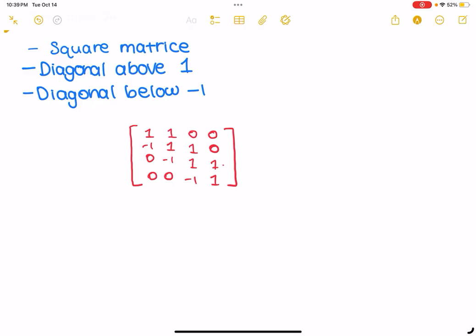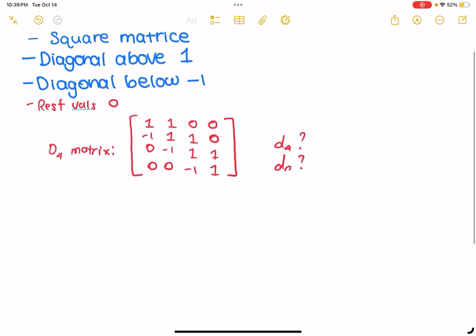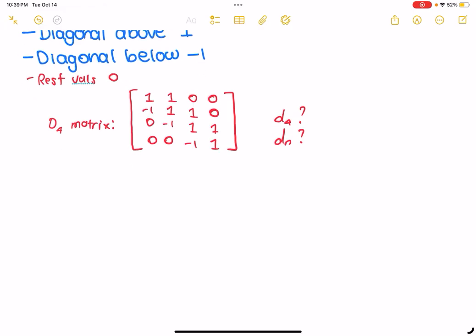This is a matrix of this type. Now I'm going to call this matrix a D matrix, a D4 matrix, and the rest of the values are 0. This is a D4 matrix that follows these rules. So now the question is, how do we determine the determinant of D4, then the determinant of any n by n matrix? So let's try to get to work on that.